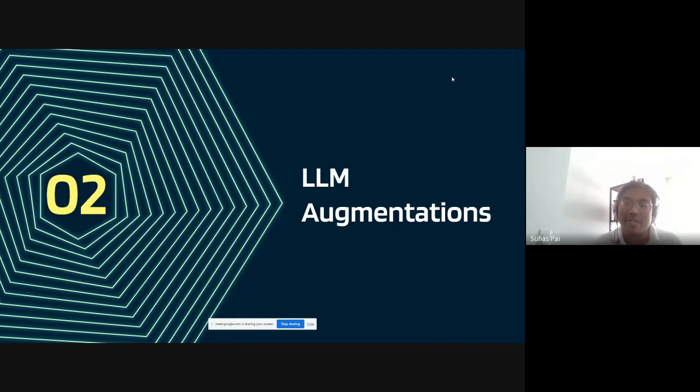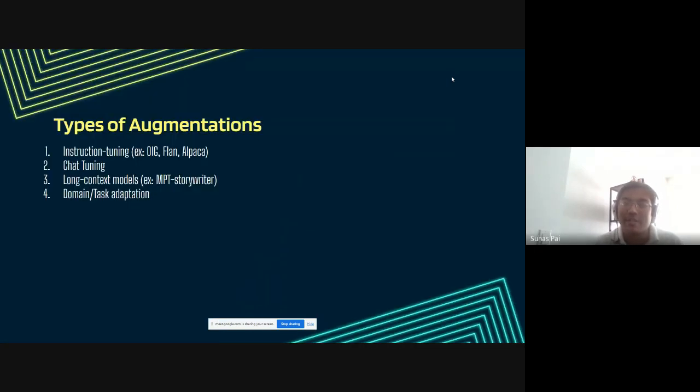But now you have these augmentations. There are a lot of different types of augmentations. One is instruction tuning. One kind of instruction tuning is chat tuning, specifically for becoming a chatbot. Instruction tuning helps the model easily follow human instructions, so that you don't need to give very weirdly worded prompts. The other is long context models, which I'll get into a little later, where you can have a larger context window. And then domain task adaptation, where it is fine-tuned on a particular domain like finance or a particular task.